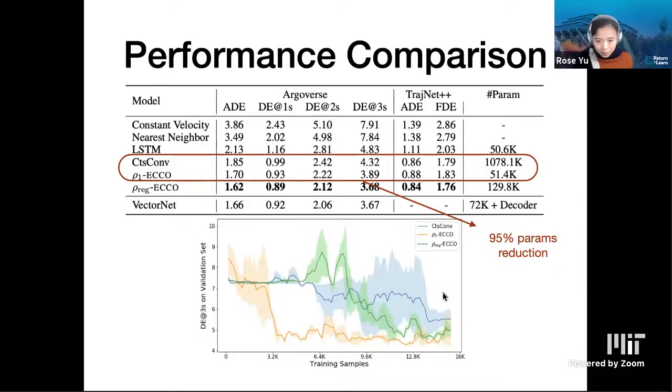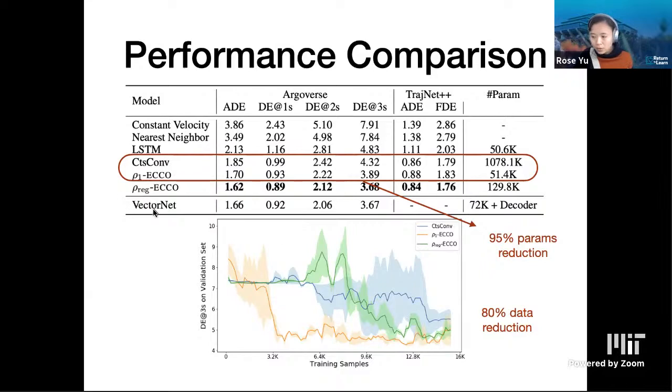We also look at the sample complexity of the model, which is how much data we require to train it. So this shows the distance error at 3 seconds versus the training samples. And then we can see that compared with the non-equivariant models, the symmetry aware model can reduce the data sample complexity by 80%. And that shows you the benefit of encoding symmetry as an inductive bias to reduce sample complexity.